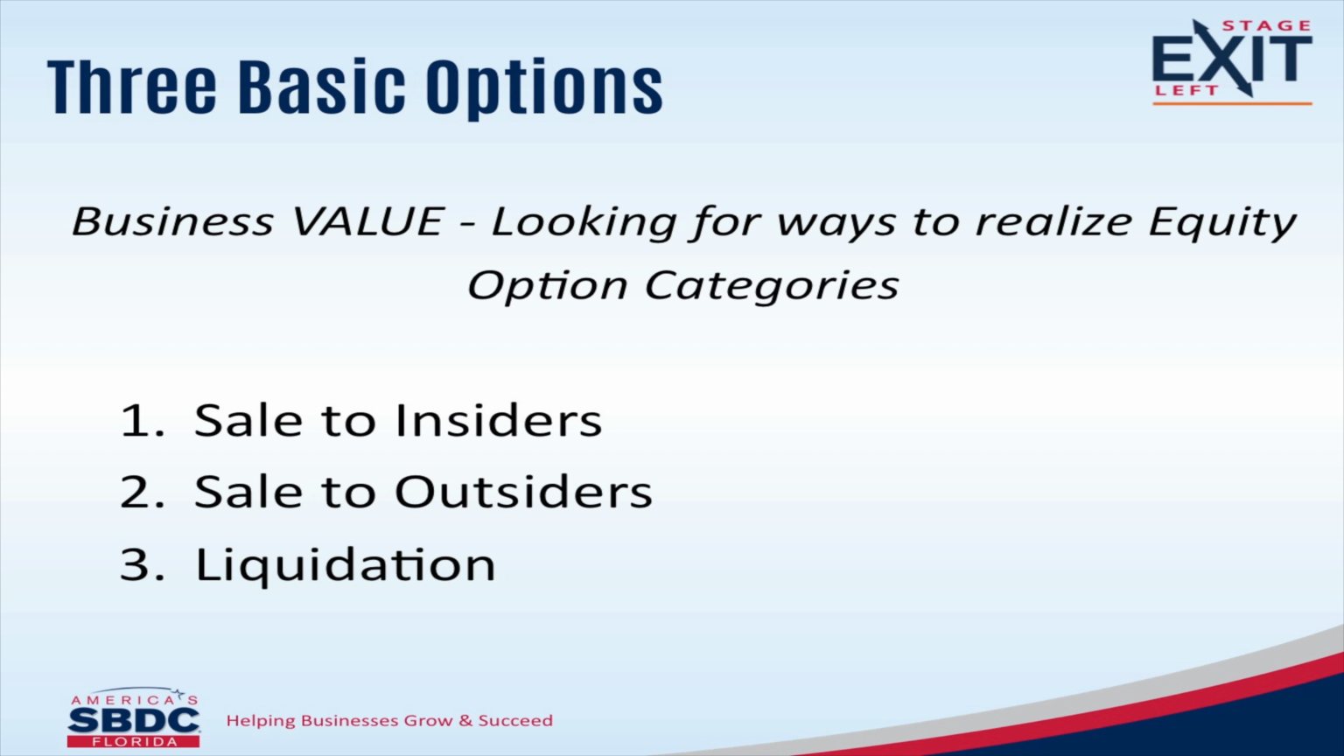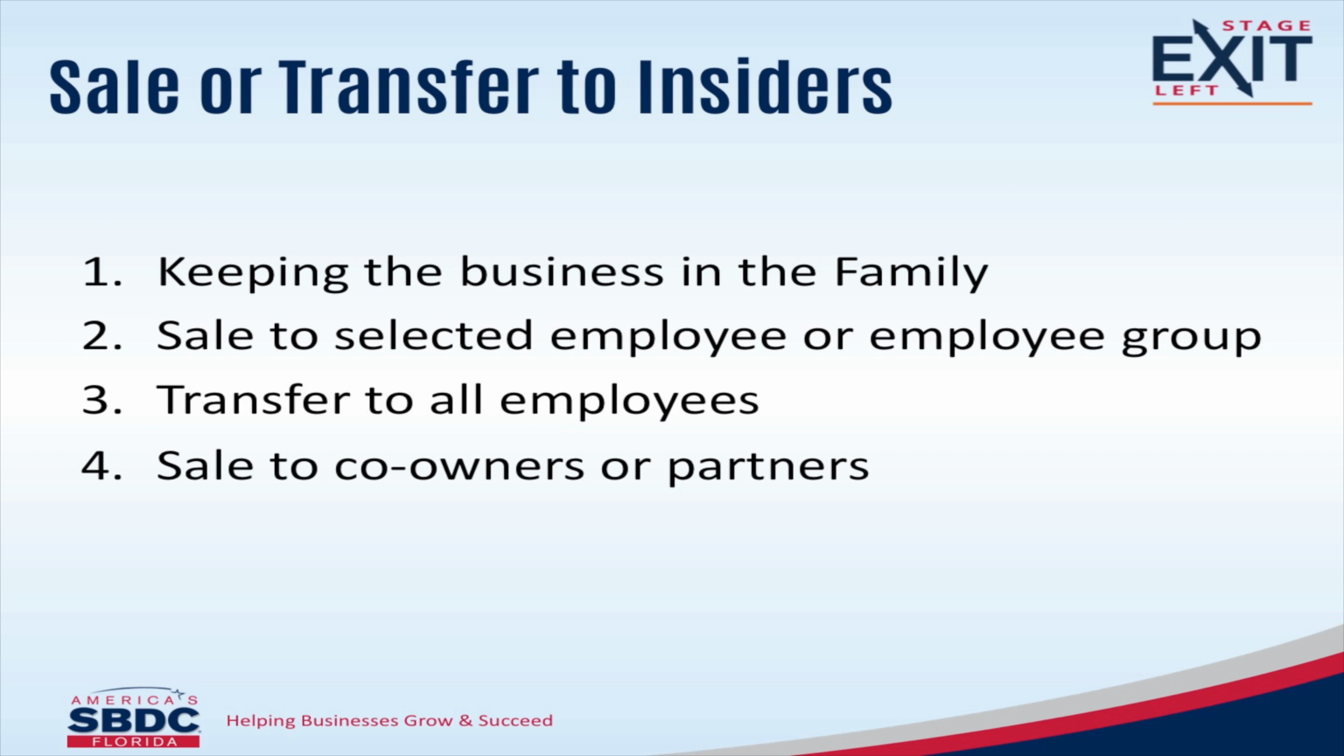Okay. Three major categories of options, with options within each of those categories. First is sale to the insiders, second is sale to outsiders, and the third is liquidation. First, sale or transfer to insiders. There are 4 sub-options to this type of transaction.